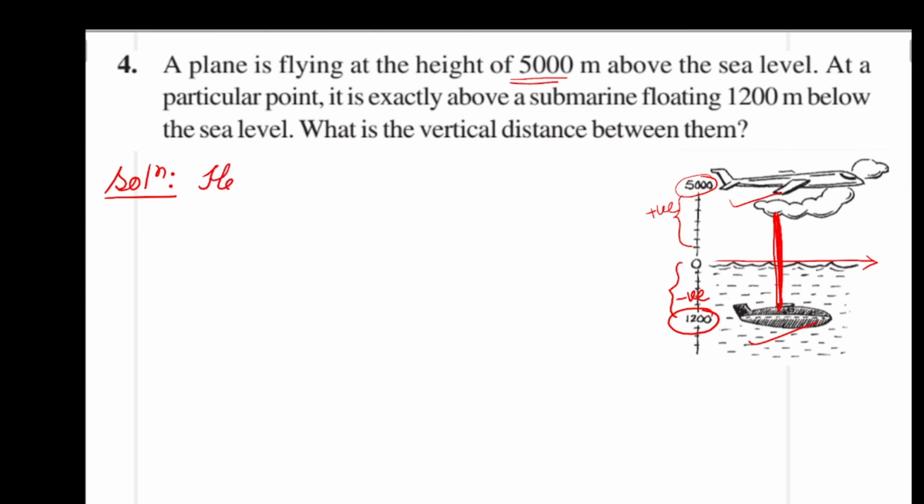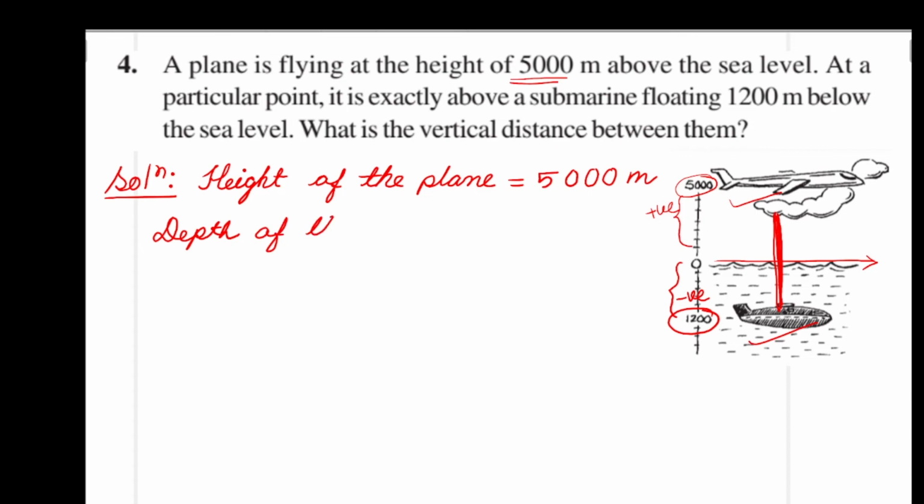Height of the plane is what? 5000 meter. Okay. Now depth of the submarine is 1200 meter. Okay. Now vertical, it is called the vertical direction. Okay, and this is the horizontal direction. So vertically at what distance?